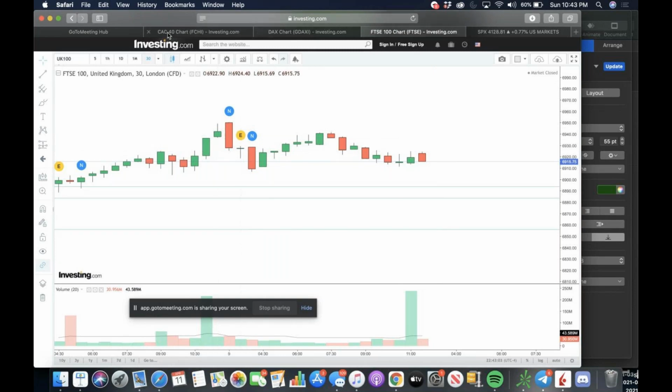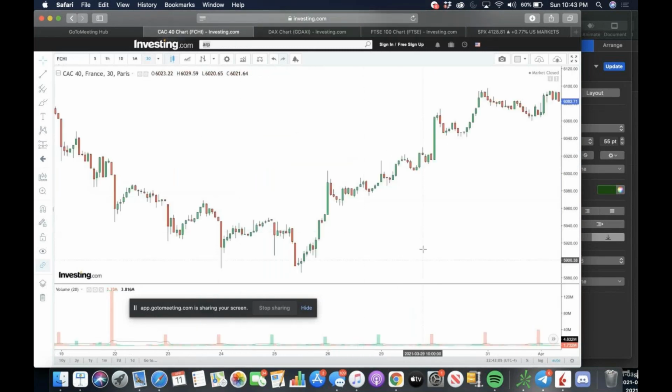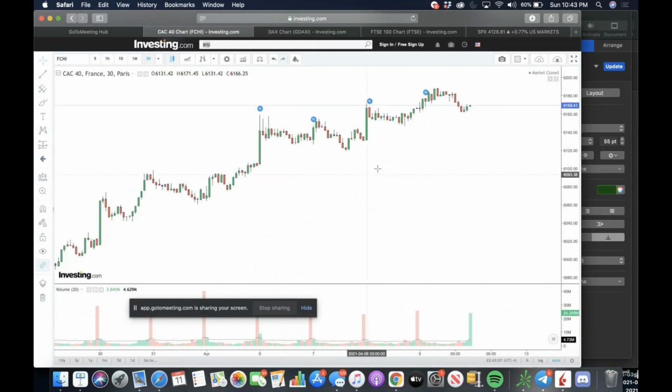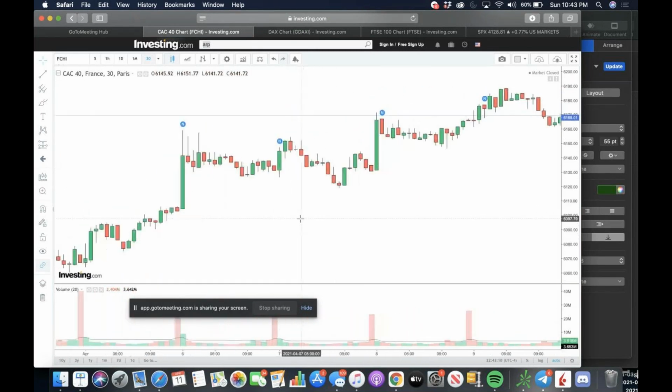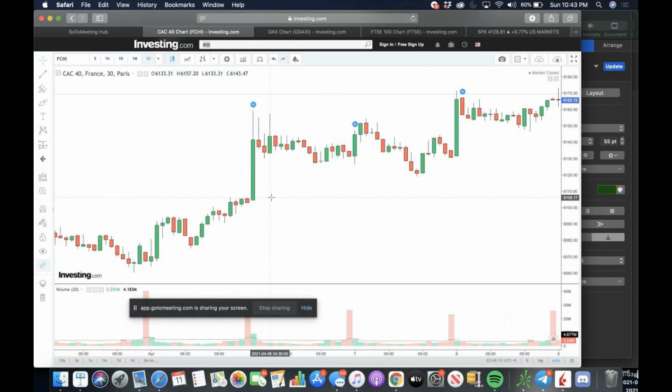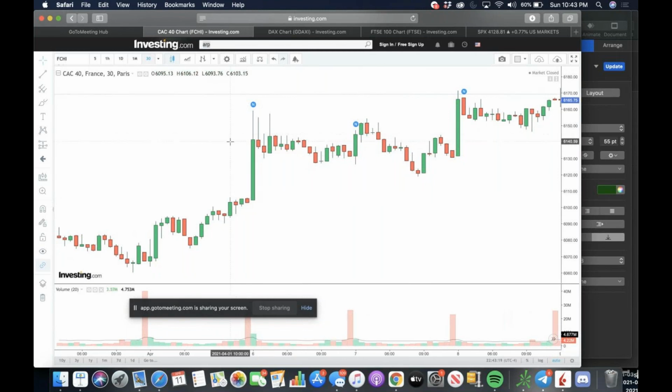So that's CAC. I mean, that was DAX. I mean, that was FTSE, I mean. And here we go. CAC. Below was this, 6106. Closed above, right here. 4-1.